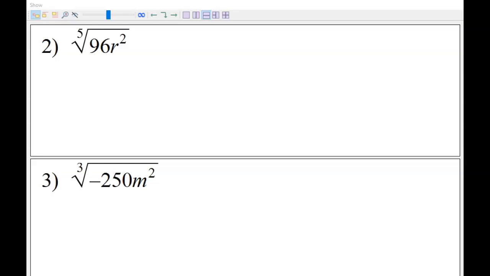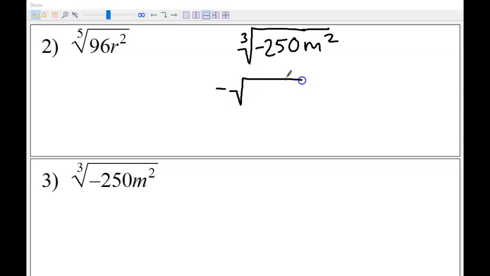All right, now we have a negative in there, right? Now when you have a negative, you either take out an i or a negative. We take a negative out because this is an odd root. So when you have an odd root, you take out your negative. That's the only difference. So here we go. We have negative 250 m squared. We're going to take out the negative.